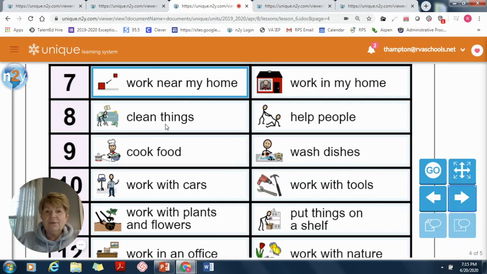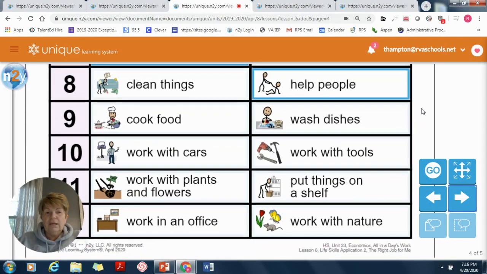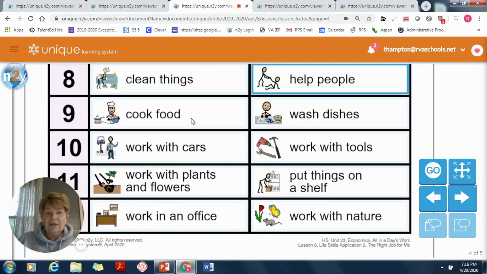Number 8, I would like a job where I could clean things or help people. Definitely, definitely help people. Row number 9, I would like a job where I could cook food or wash dishes. Well, little story, my family owns a restaurant in Cleveland, Ohio, so I've had to do both of these. My preference, cook the food.